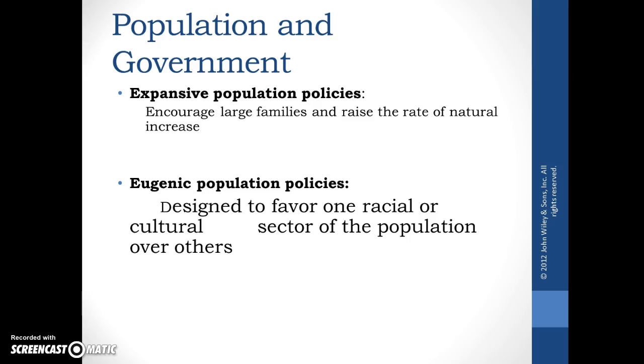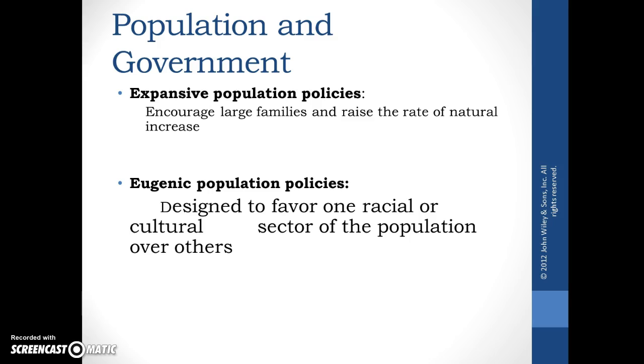We start off talking about population and government, and we talk about population policies. There's really two extremes we can talk about. The first one is what are called expansive population policies. These are policies specifically designed to encourage larger families and to raise the rate of natural increase. At the other end of the spectrum, we have what are called eugenic population policies. These are designed to limit the population in some extreme way, generally limiting the population of a specific racial or cultural group and privileging them over others.